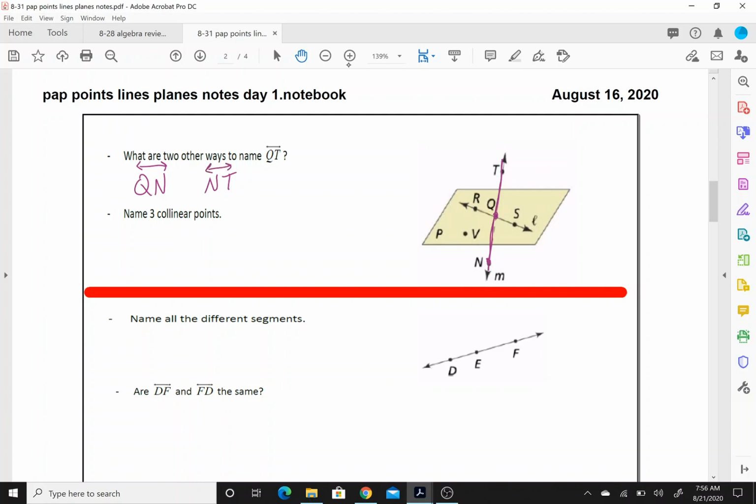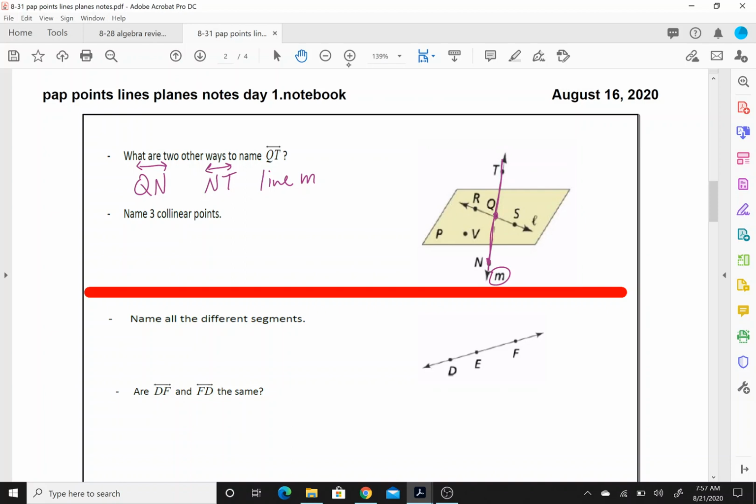Or if you look, you see this little letter right there? We can call it line m. Sometimes lines will be labeled with a single lowercase letter. So lines get labeled with lowercase letters.